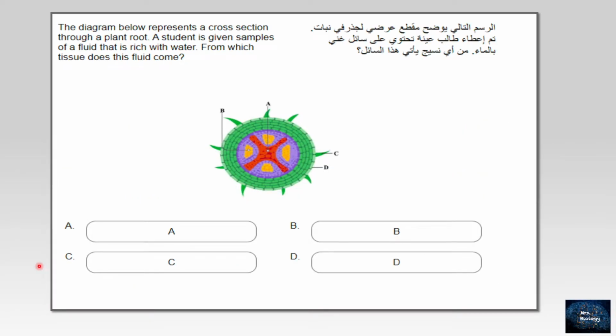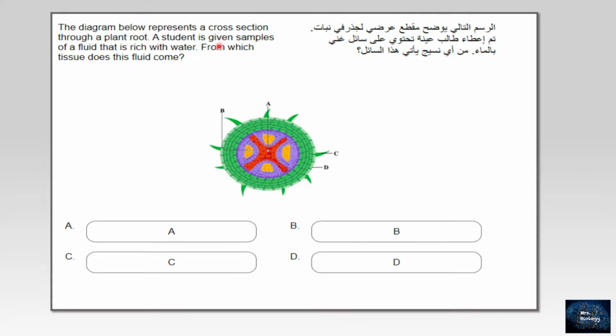This is a simple question actually. The diagram below represents a cross-section through a plant root. Directly, without continuing, please memorize the differences between dicot and monocot, and once this is really fixed and arranged, that means this is a dicot.